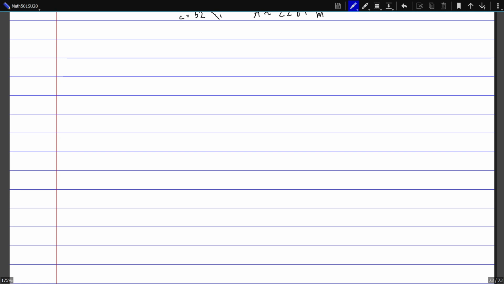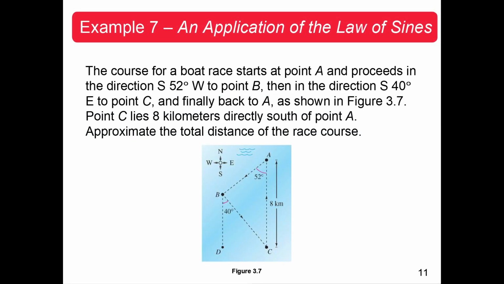The last thing that we're going to do to wrap up section 3.1 is look at a brief application problem where we're going to try and actually take the law of sines and apply it to a real world scenario. The one included here in the lecture slides is as follows. The course for a specific boat race starts at point A, proceeds in the direction south 52 degrees west to point B, then in the direction south 40 degrees east to point C, and finally back to A.